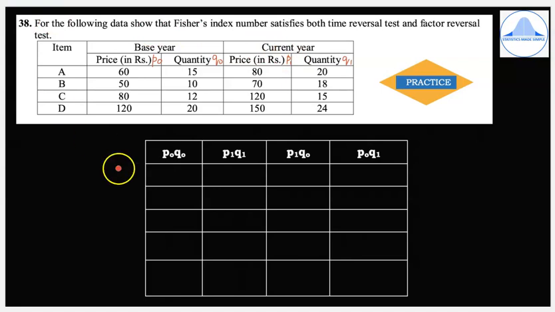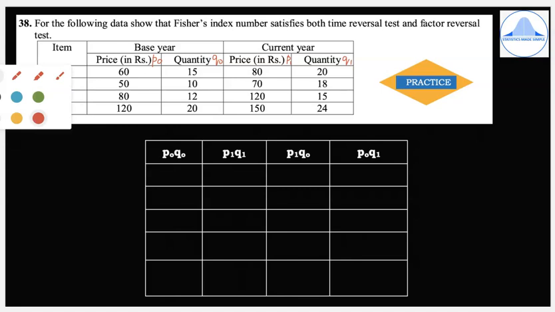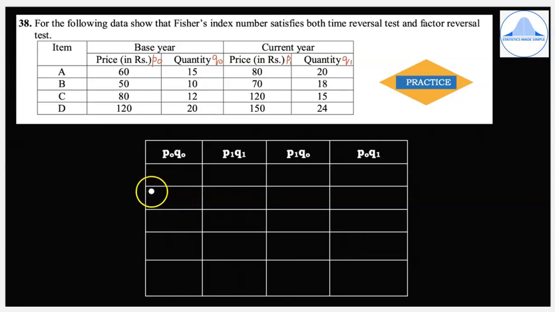Now it is important to form next these four columns. These four column totals will carry 4 marks. So do the calculations carefully. Let us now find out P0 Q0, then P1 Q1, P1 Q0 and P0 Q1. The order of the columns is not important, but do the calculations carefully.